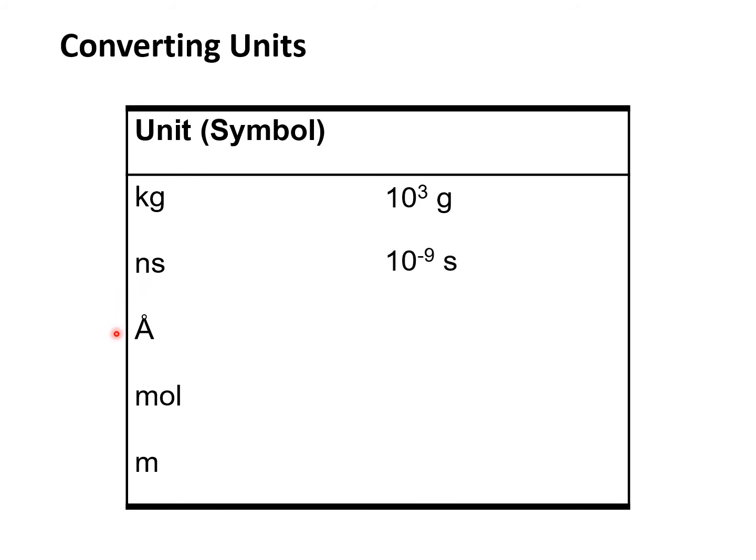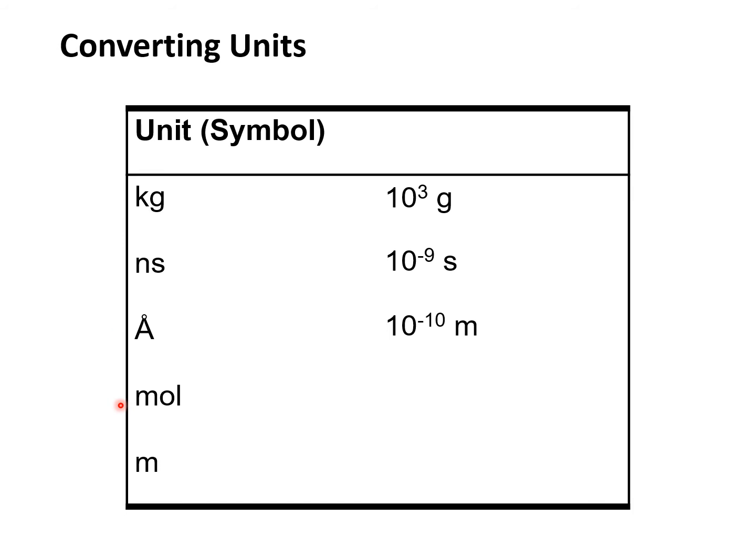This unit here is a very special unit of length that's often used in chemistry, known as an angstrom. And an angstrom is equal to 10 to the minus 10 meters. The angstrom is particularly important in chemistry because it is the approximate length of a chemical bond.